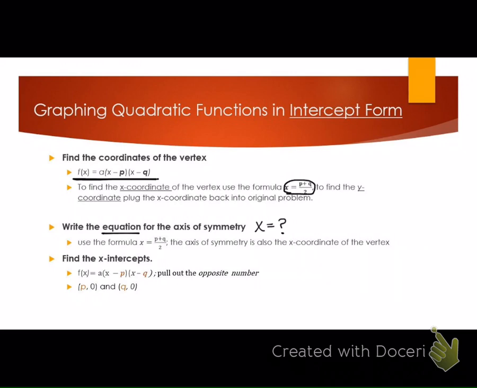But pay very close attention. See where it says pull out the opposite number. Remember yesterday in vertex form, we kept saying when you pull the x-coordinate out, when you pull the h out, you got to pull out the opposite of what you see. Well, that's the same exact thing here. Because look at the formula. The formula already has a minus sign in it. So if I'm looking at a negative 2, I'm really looking at a 2. Because the minus sign was already in the problem, okay? We'll look at an example in just a second. It'll make more sense, okay?